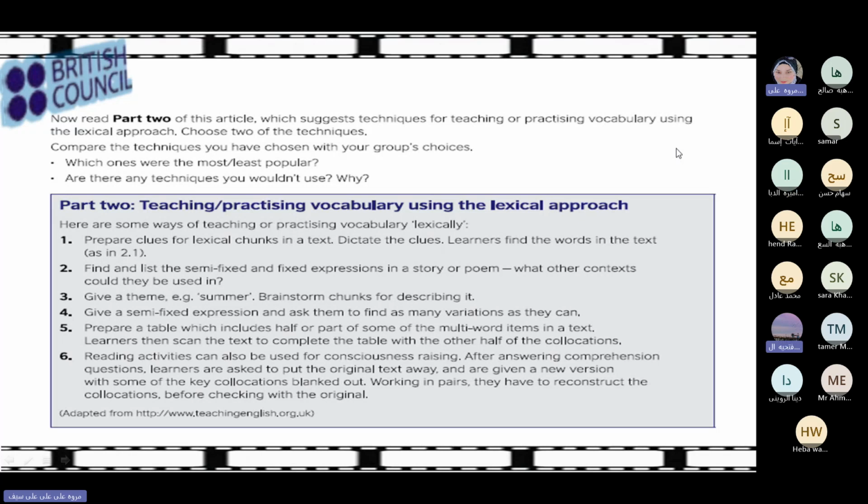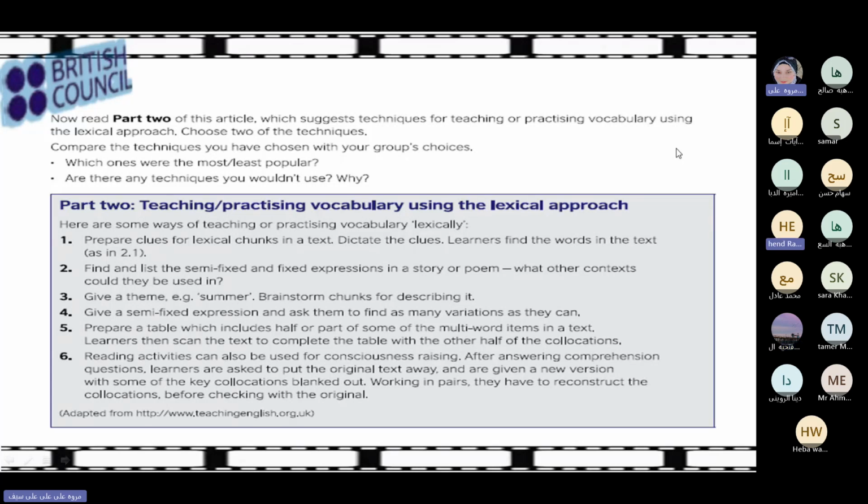I want to add something to Mr. Muhammad. In our primary curriculum, we have the semi-fixed ones. They are various, like have lunch, have breakfast, have dinner, and play sports, play video games, play the drum, play the piano, play the triangle, something like that. We have the semi-fixed collocation. Also, the verb do: do a lot of sports, do karate, kung fu, taekwondo, a lot of sports. Semi-fixed expressions are popular in this curriculum of the primary stage.